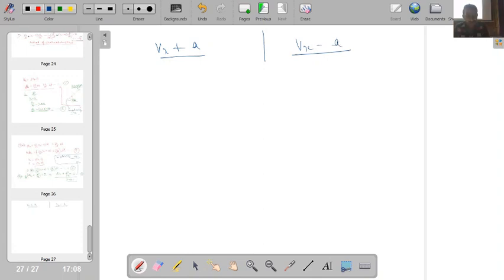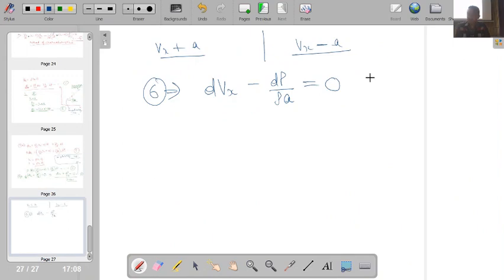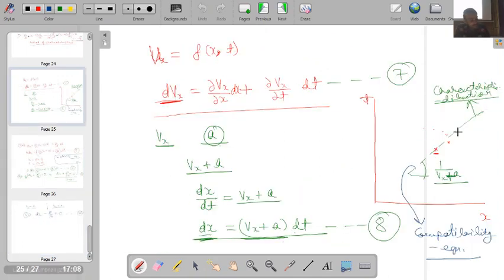Now, if I take the opposite direction Vx minus A, corresponding to that, equation number 6 will become dvx minus dp by rho A equal to 0. So equation number 6 will become equation number 12. Now, the situation where I have Vx plus A, that particular characteristic I call the characteristic C plus. So this is my C plus characteristic line. Likewise, I can have one more line for which I will have slope 1 by Vx minus A. That line I will call the C minus characteristic line.